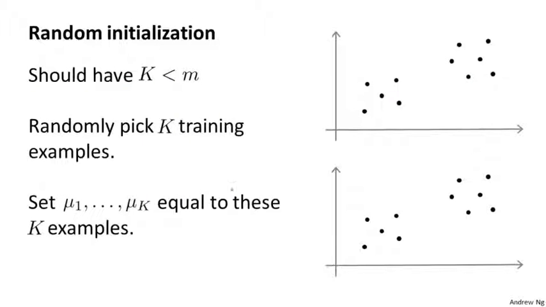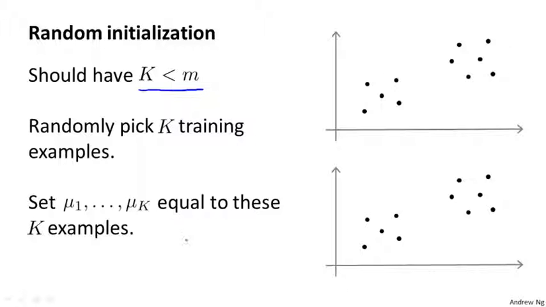Here's how I usually initialize my cluster centroids. When running k-means, you should have the number of cluster centroids k set to be less than the number of training examples m. It would be really weird to run k-means with a number of cluster centroids that's equal or greater than the number of examples you have, right? So the way I usually initialize k-means is I would randomly pick k training examples. What I do is then set mu1 up to mu k equal to these k examples.